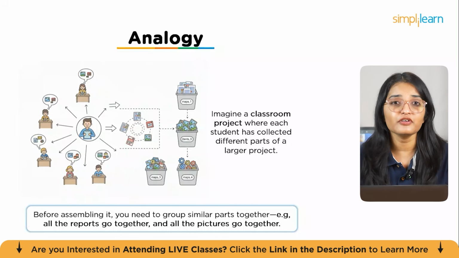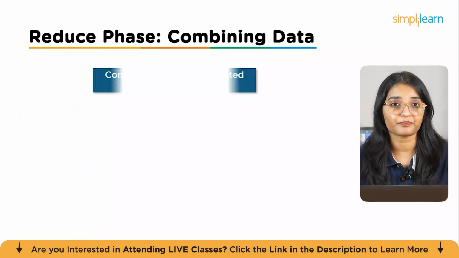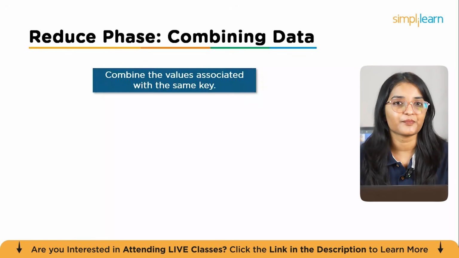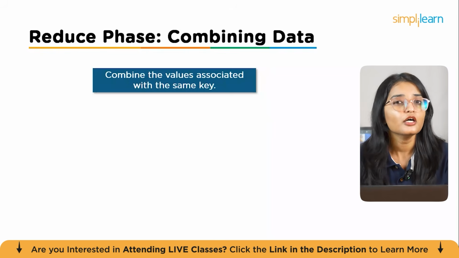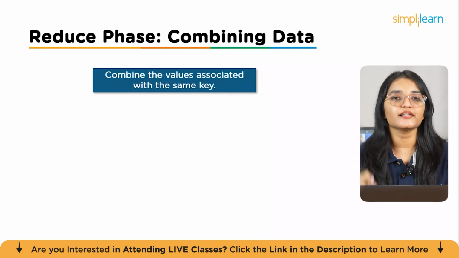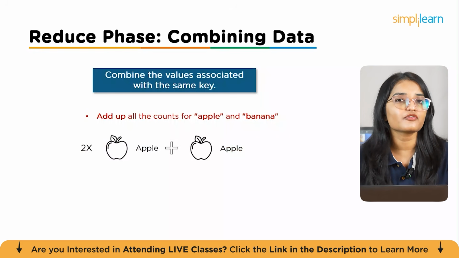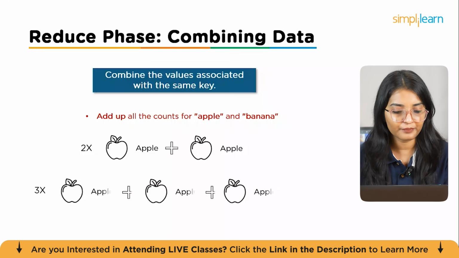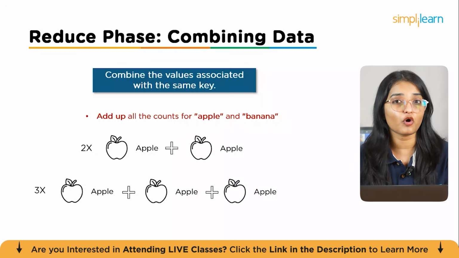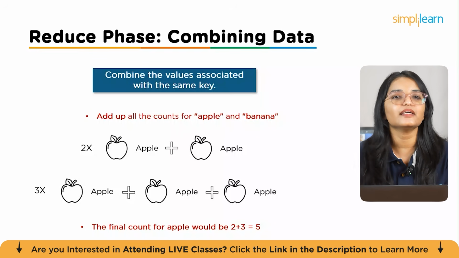So now that we have shuffled the data, we can finally move on to our next final step, which is reducing. Reduce phase: combining data. In the final reduce phase, the grouped data is processed to generate the final output. The goal is to combine the values associated with the same key. Using the word count example, we would add up the counts for apple and banana. So if apple appeared 2 times in the first document and 3 times in the second document, the final count for apple would be 5. This is where the data from multiple workers comes together to form the final result.